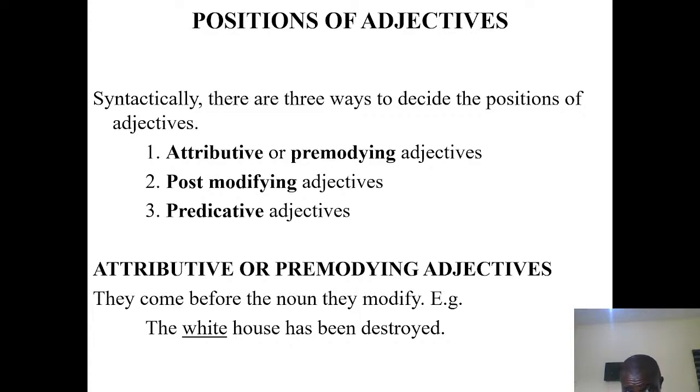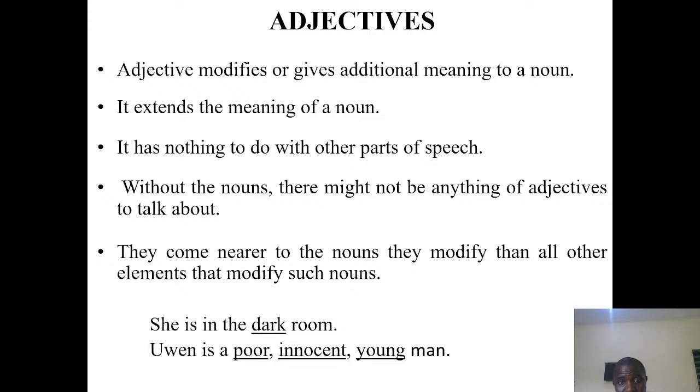Let me repeat. In terms of position, some adjectives can come immediately before the noun. Example, poor, innocent young man. All are pre-modifying adjectives. They come immediately before the noun they modify. That is pre-modifying: coming immediately before the noun they modify.